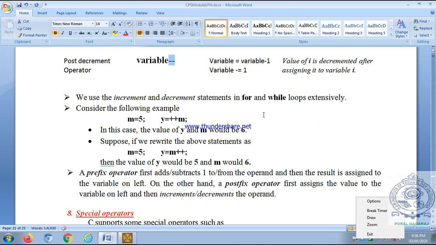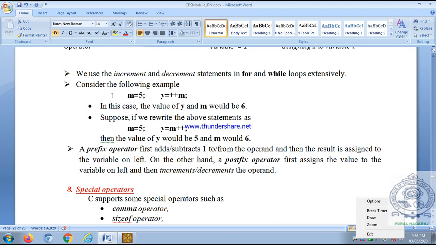We shall discuss these increment and decrement statements in for loop, while loop, like that. Say, for i assigned value 0, i is less than 5, i plus plus we write. For i assigned value 10, i is greater than 0, i minus minus we write. Like this we use increment and decrement operators in for loops and while loops. So let us discuss with an example.